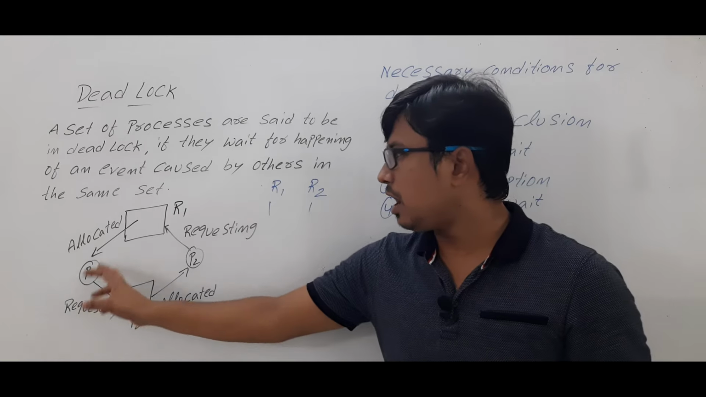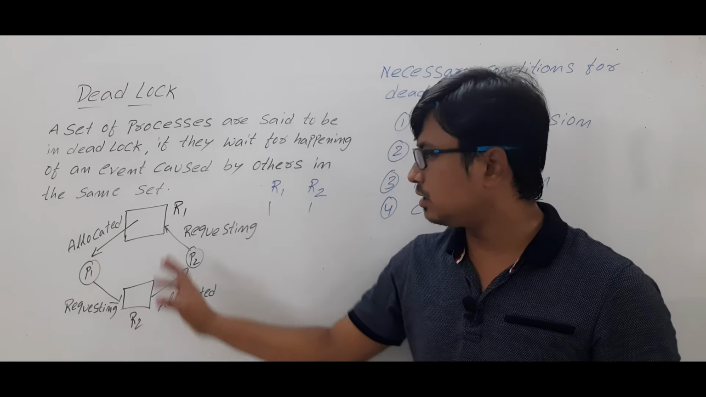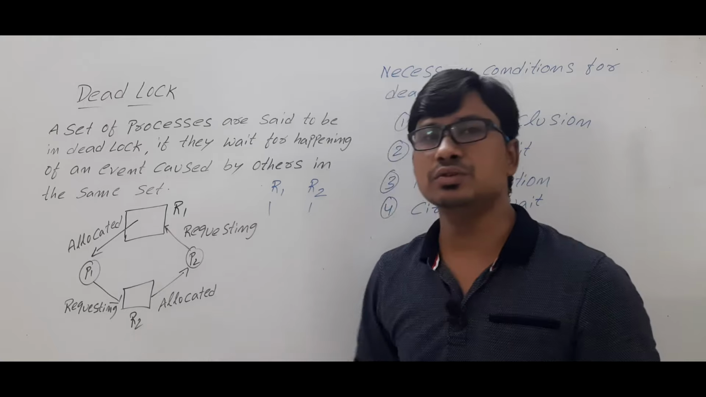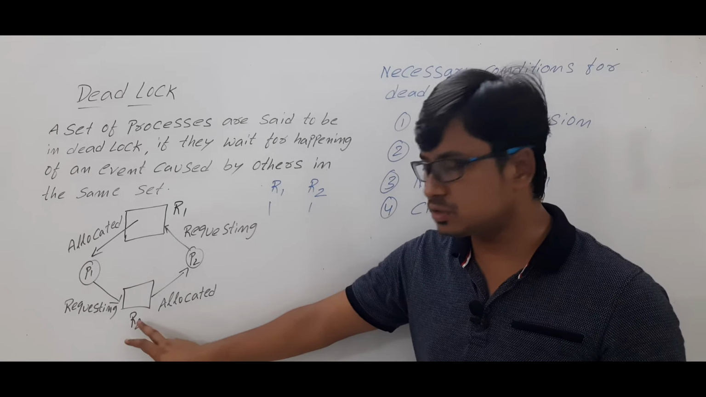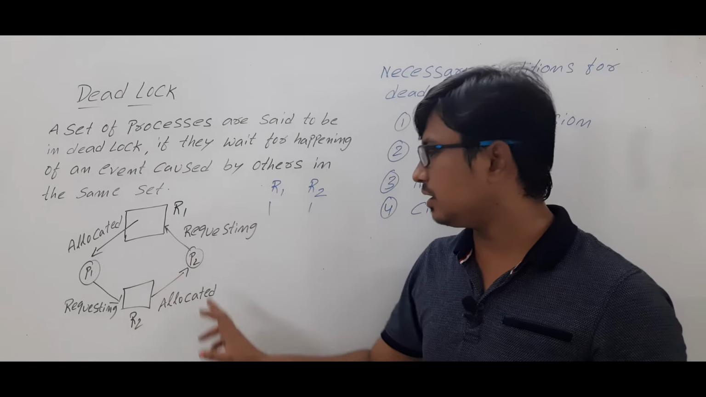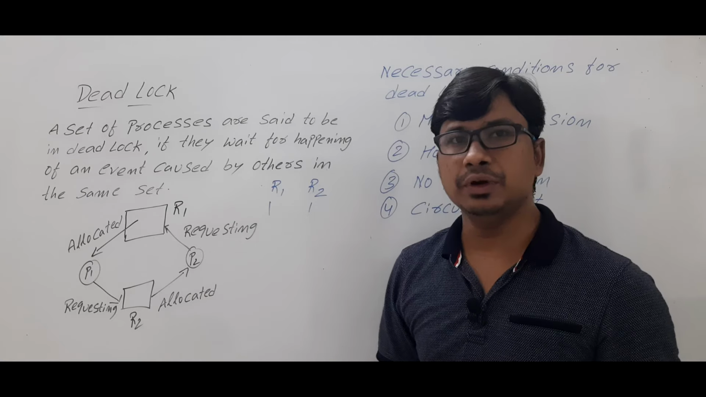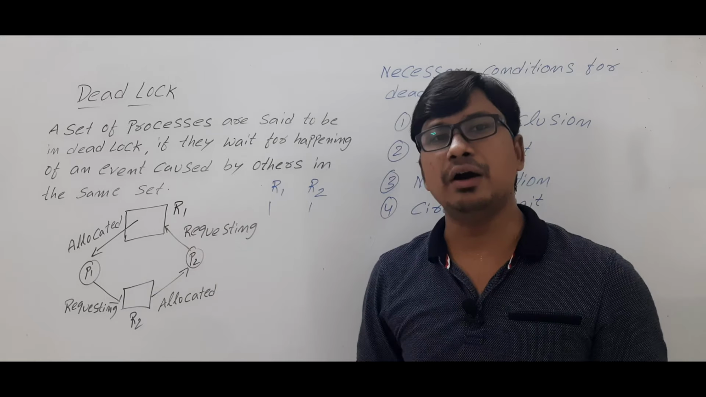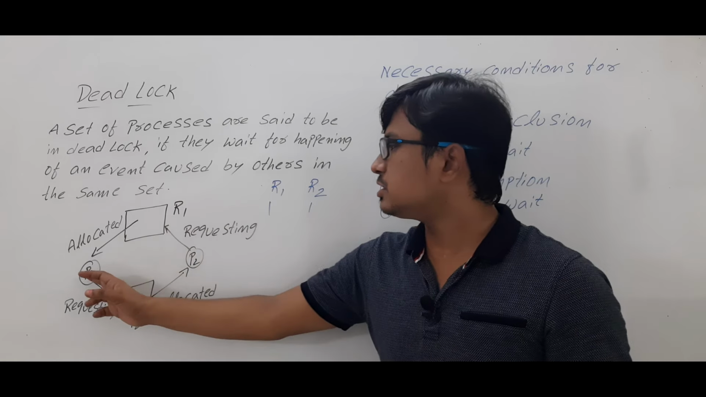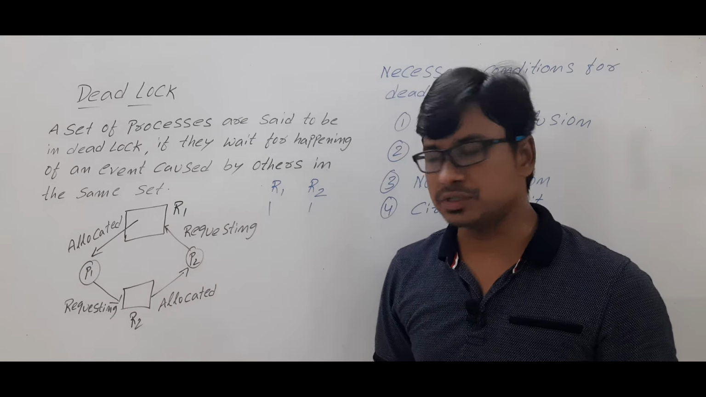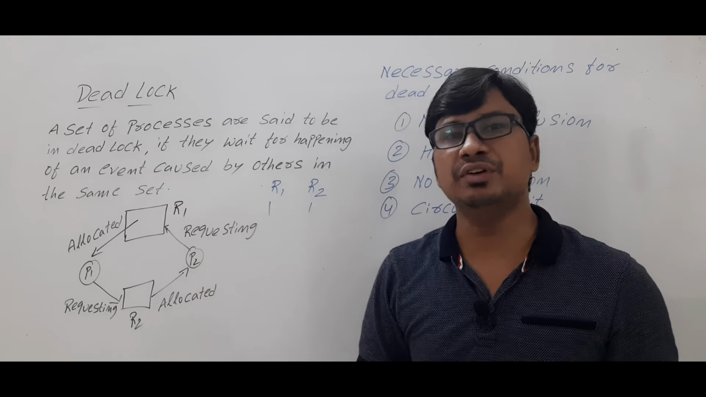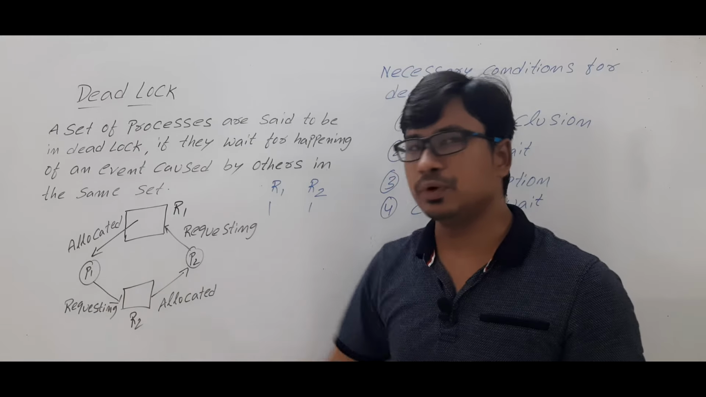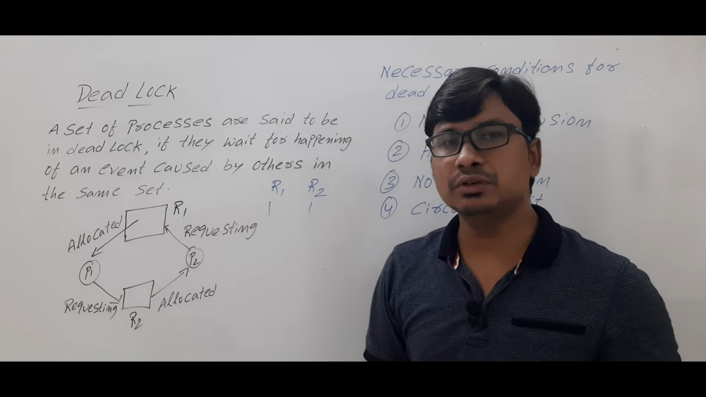Is it clear? So after getting the resource R1, process P1 is requesting for the resource R2. However, the resource R2 has already been allocated for the process P2. Now process P2, if it wants to complete, it needs the resource R1. Now process P1 is waiting for the resource R2, process P2 is waiting for the resource R1. Now resource R1 is with whom? With the process P1.